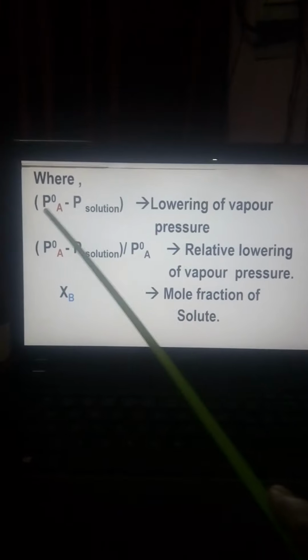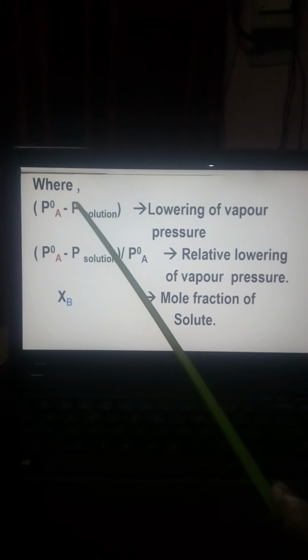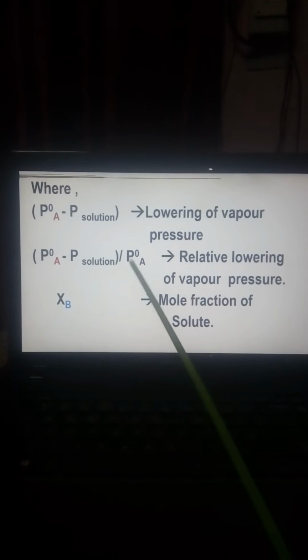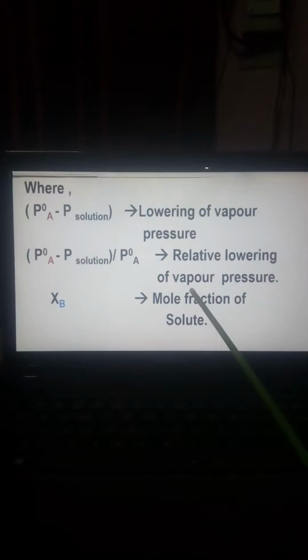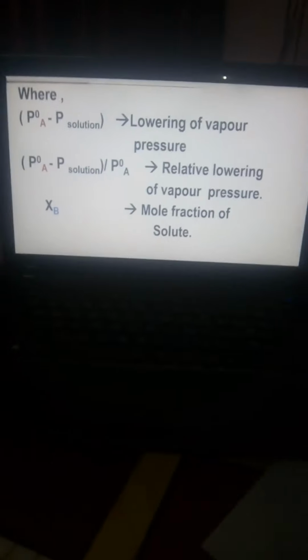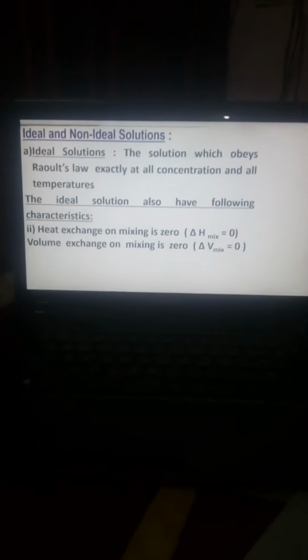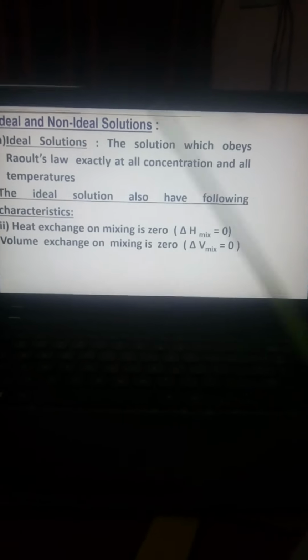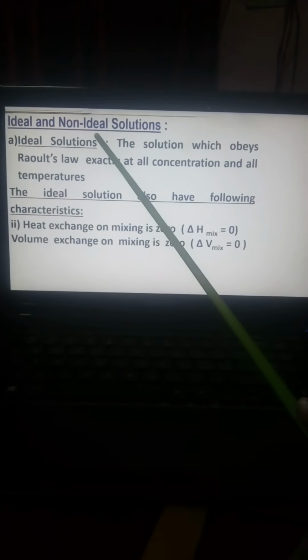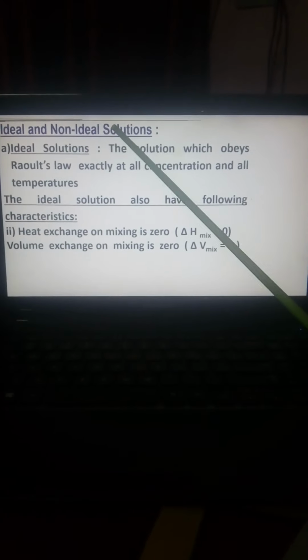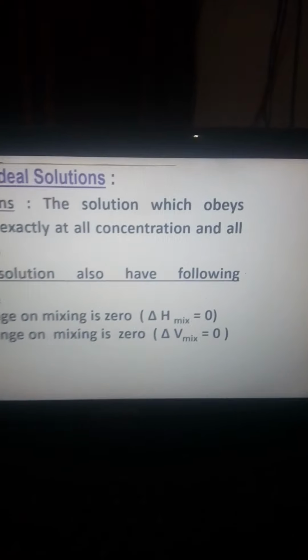Here I already told you, P A naught minus P solution is the lowering of vapor pressure, P A naught minus P solution divided by P naught A is the relative lowering of vapor pressure, and XB is the mole fraction of solute. So this is the statement of Raoult's law. Now regarding Raoult's law, we have two types of solution. One is the ideal solution, another is the non-ideal solution. So what is the ideal solution and non-ideal solution? That we have to know.